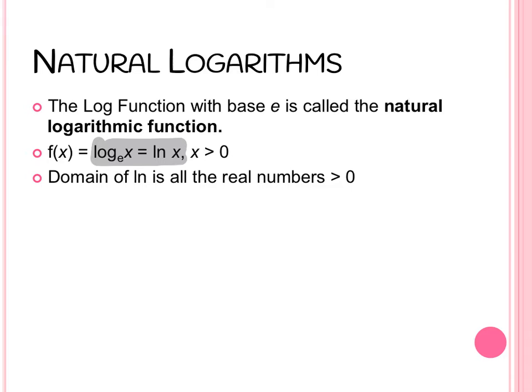Because it is a log, it follows all the characteristics of everything we just talked about, okay? So it will look just like all the log graphs that we've already done. The domain is all real numbers greater than 0 unless there's a horizontal shift. The x-intercept is at 1, again, unless there's a horizontal shift. The range is all real numbers, so it's all the same characteristics of a log.